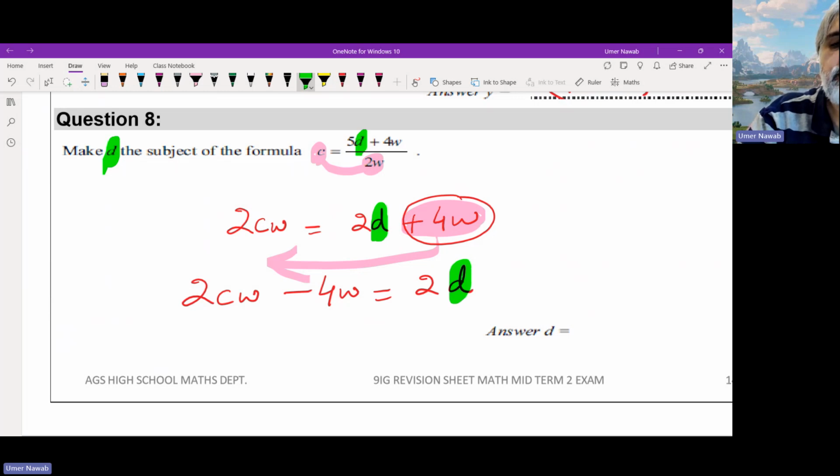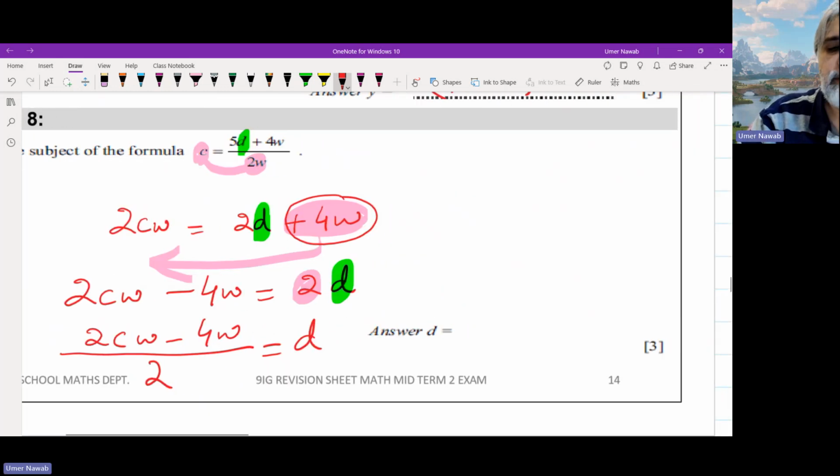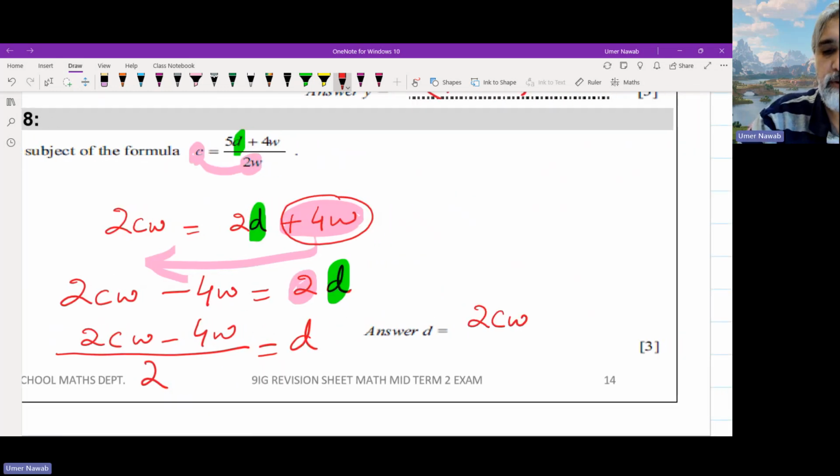Still 2 is multiplying here. I have to take this 2 on the other side. The opposite of multiplication is division. So whole divided by 2 is equals to D. So this is my final answer, 2CW minus 4W over 2.